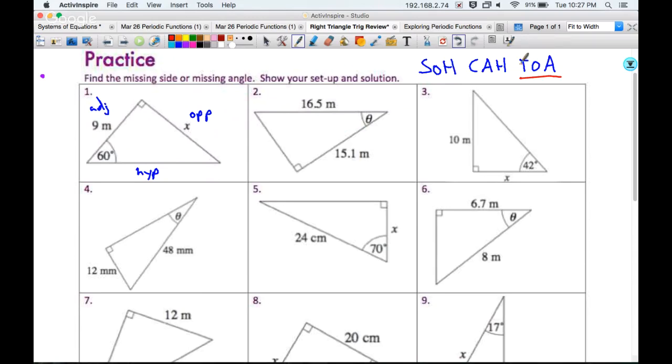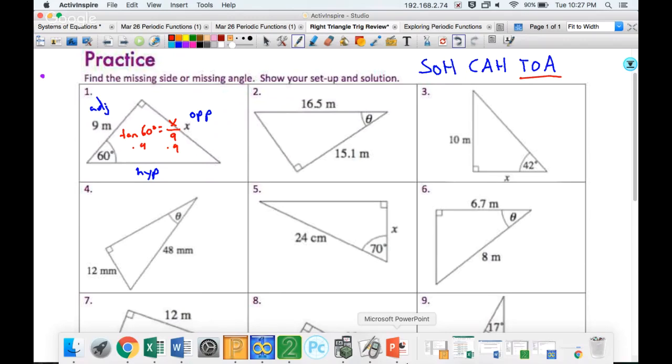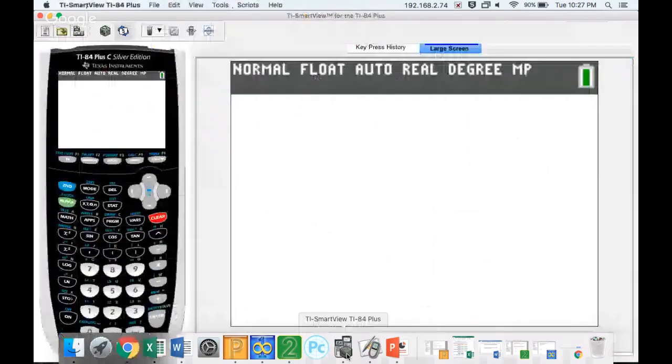Specifically, tangent of an angle is always equal to the ratio of the opposite divided by the adjacent. So the tangent of 60 degrees equals the opposite, x, divided by the adjacent, 9. Multiply both sides by 9, and I'm going to get my answer. Let's take a look at what that is.